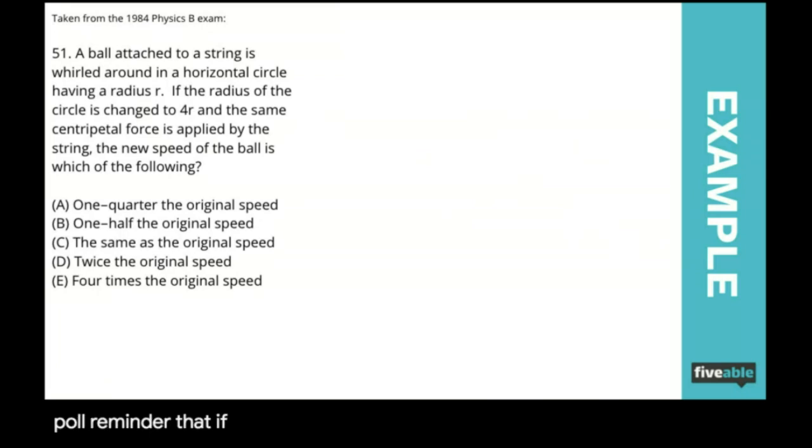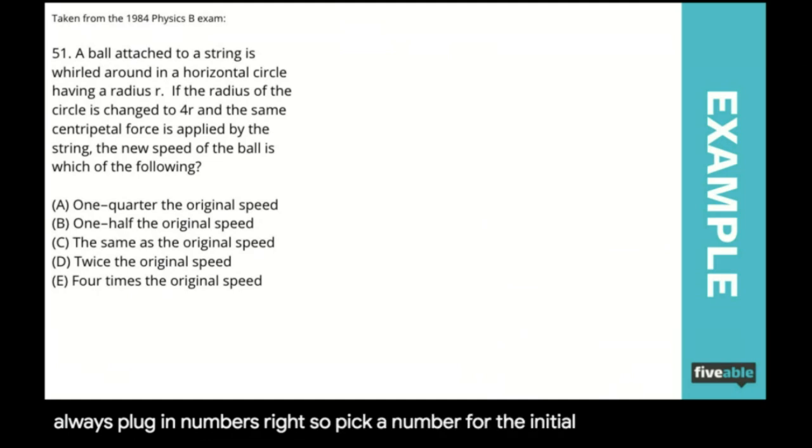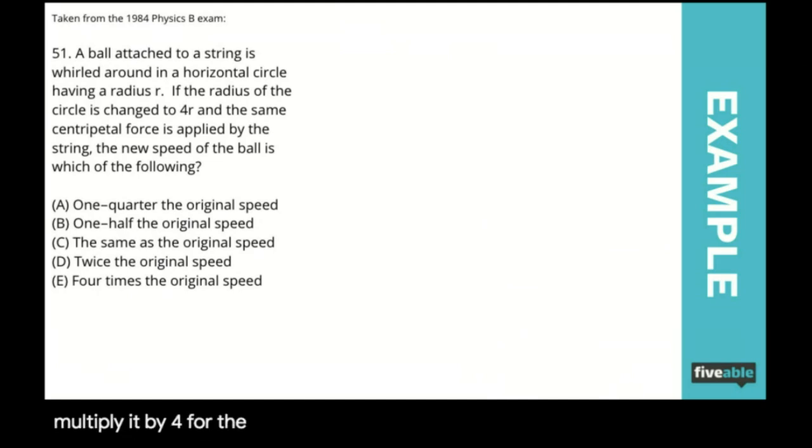Reminder that if we ever get stuck with a problem like this, we can always plug in numbers, right? Pick a number for the initial radius and then multiply it by 4 for the new radius and see what happens to the speed. So I'll give you a second to work on that one.